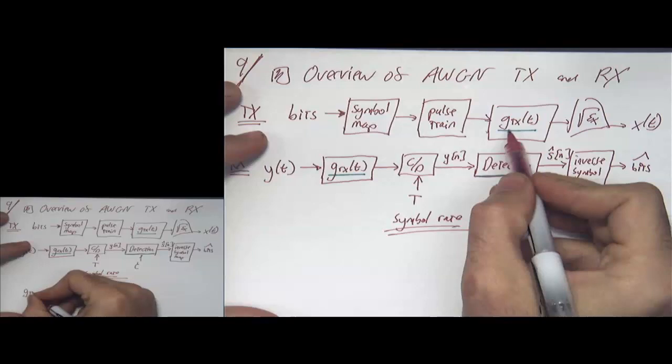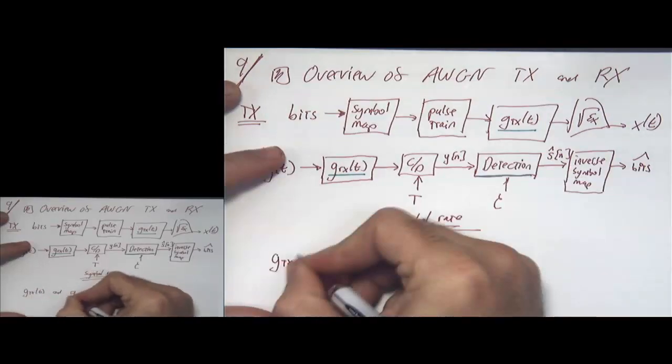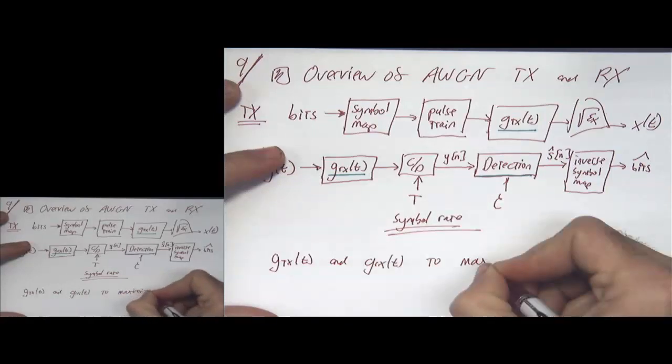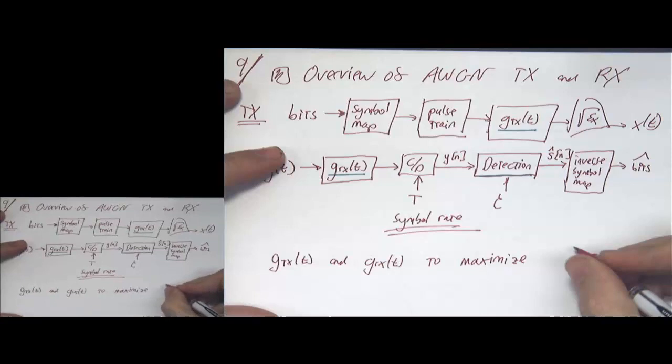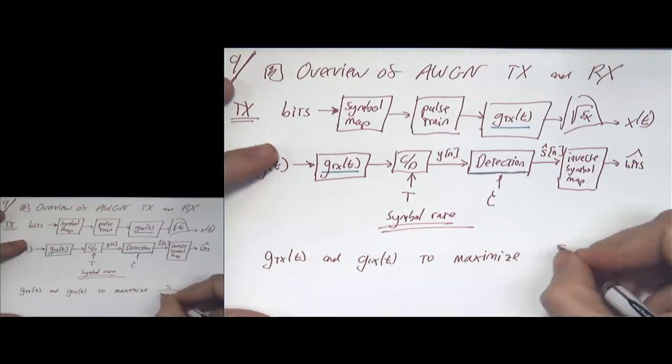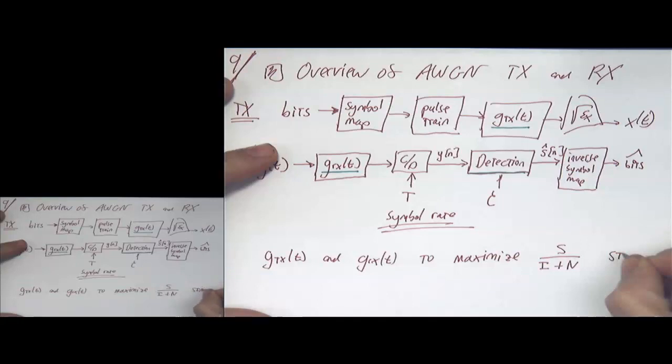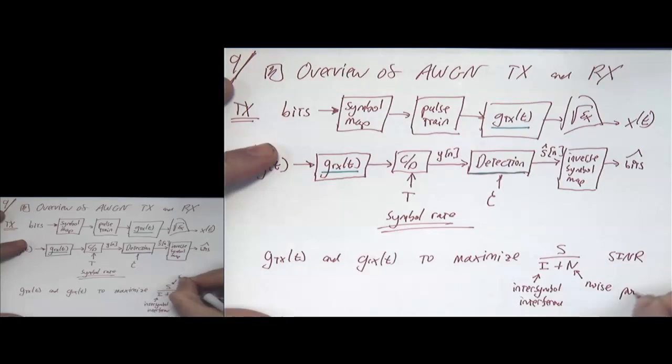G_TX and G_RX of t to maximize the quantity which is called the signal divided by interference plus noise, or SINR. This will be something that's called intersymbol interference. This will be noise power. This will be signal power here.